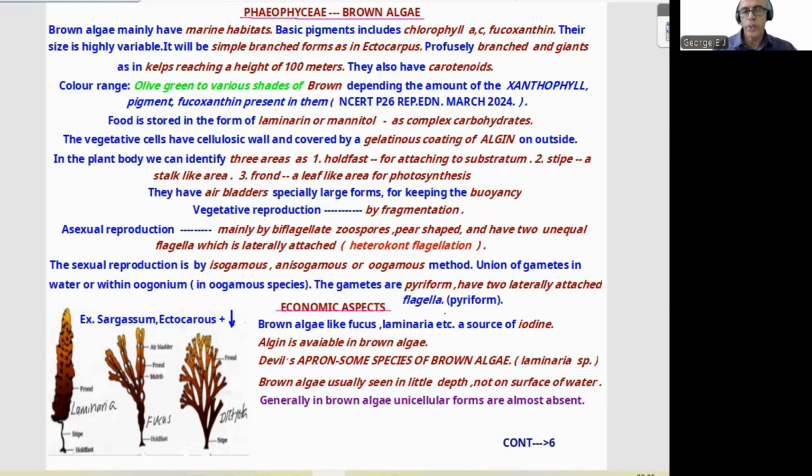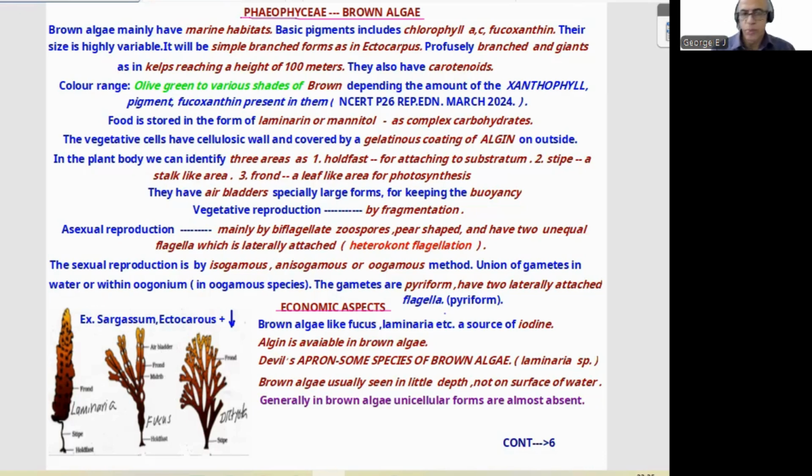One is the holdfast. Here we can find the holdfast for attaching to the substratum. Second is the stipe, a stalk-like area. Third is the frond or lamina, a leaf-like area for photosynthesis. So three areas. And they have air bladders. In the diagram you can find air bladders, especially in large forms, for keeping buoyancy to float in water.